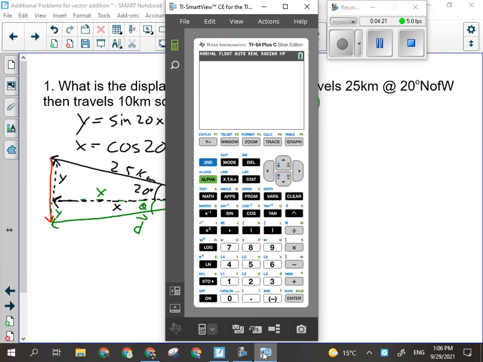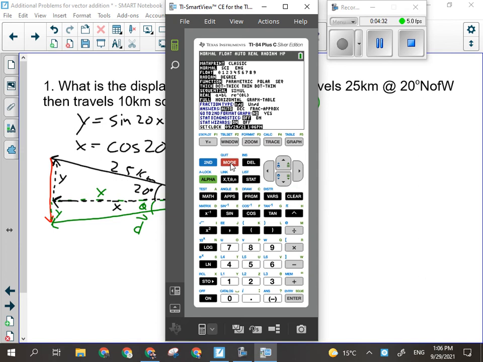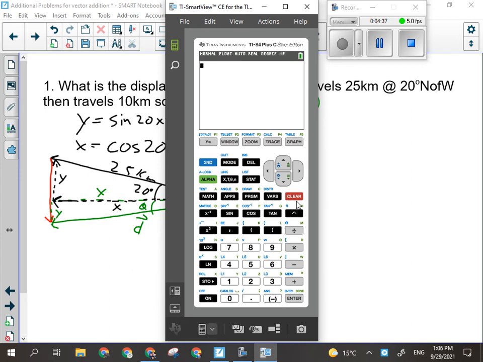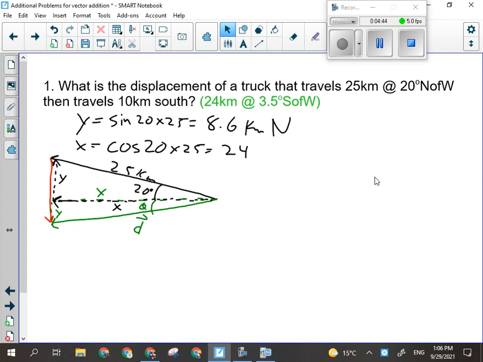So cos of 20 times 25. Oh, I'm in radian. Forget it. Hang on. I've got to clear that. Degree is better. Okay. Cos of 20 times 25. So 23.49. 23.49, and that's kilometers west.